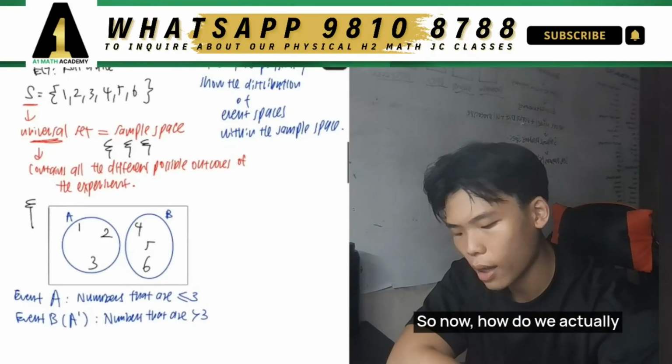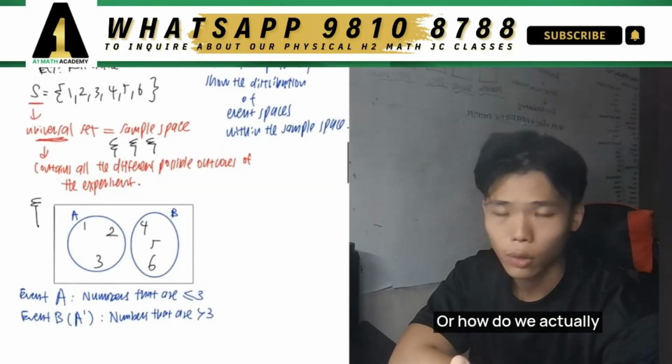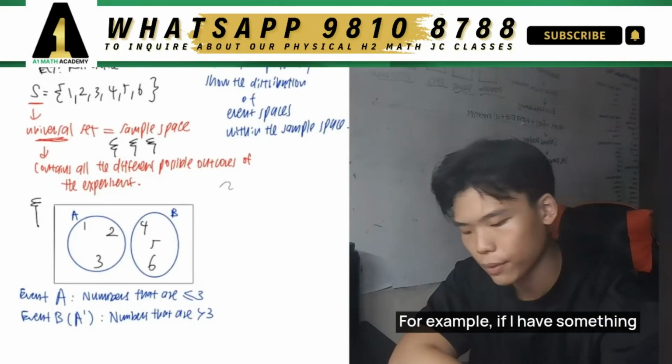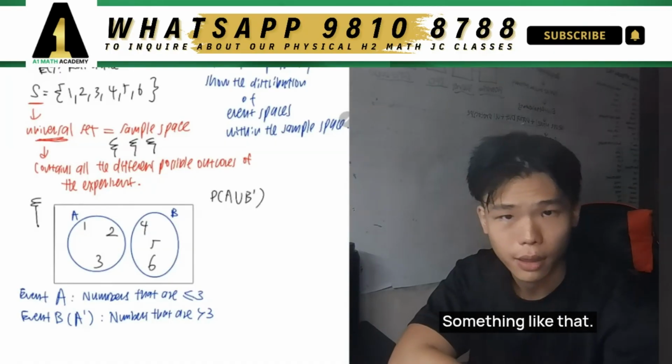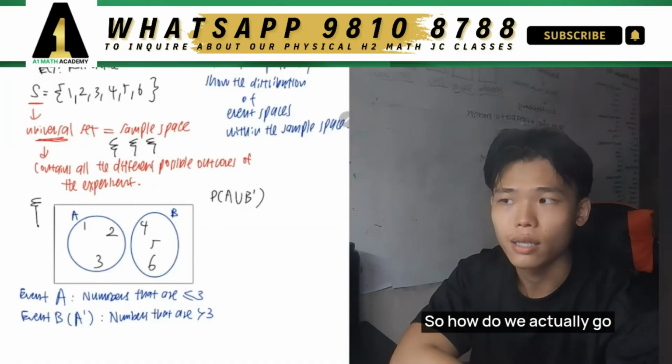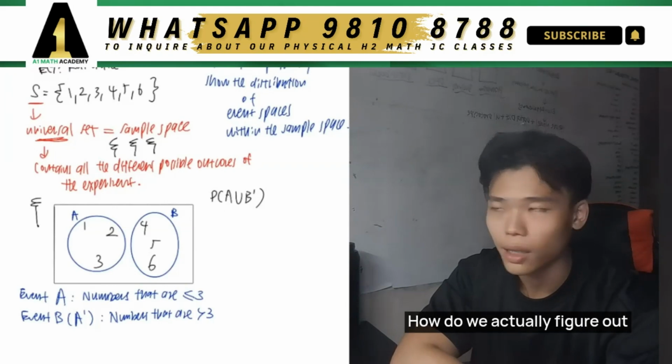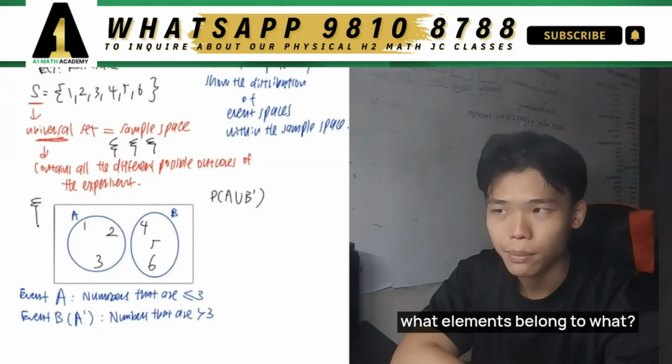So now, how do we actually label Venn diagrams? How do we actually read Venn diagrams? For example, if I have something that looks like that, A union B prime, something like that. So how do we actually go and enumerate this? How do we actually figure out what elements belong to what?